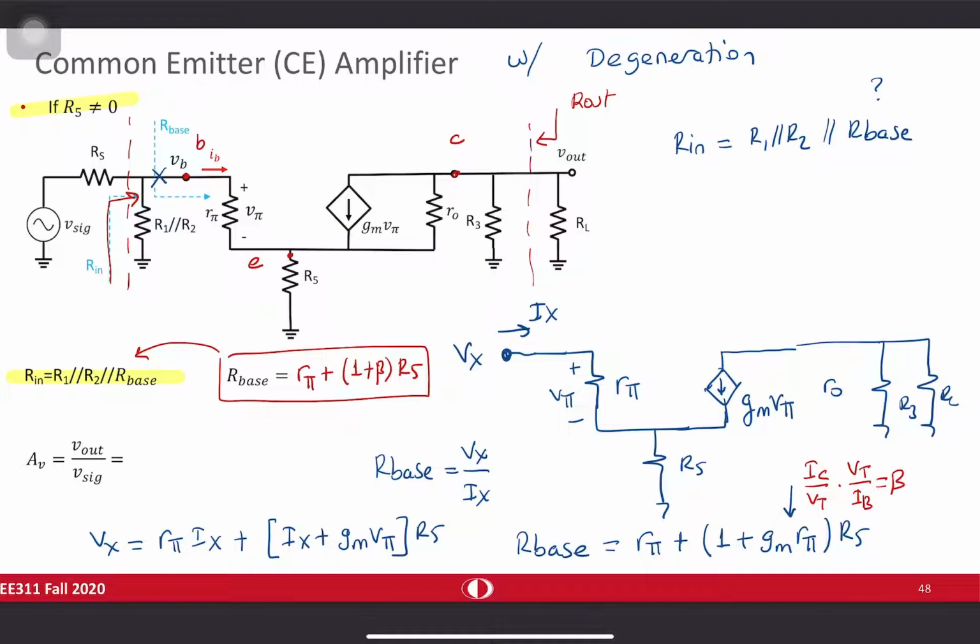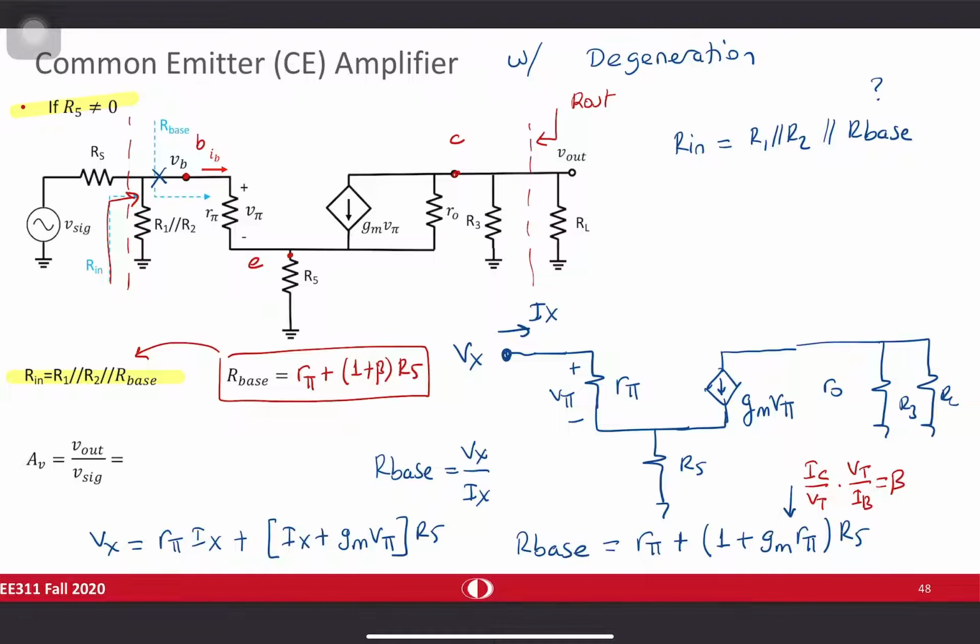So what you should do is, if you have any resistance at the emitter end, you can take it into account by multiplying it by beta plus 1 and adding it next to R pi. So you then get rid of the effect of the right part. When you are looking from here, you see the same equivalent circuit. Mathematically, nothing changes as long as you are looking from here.